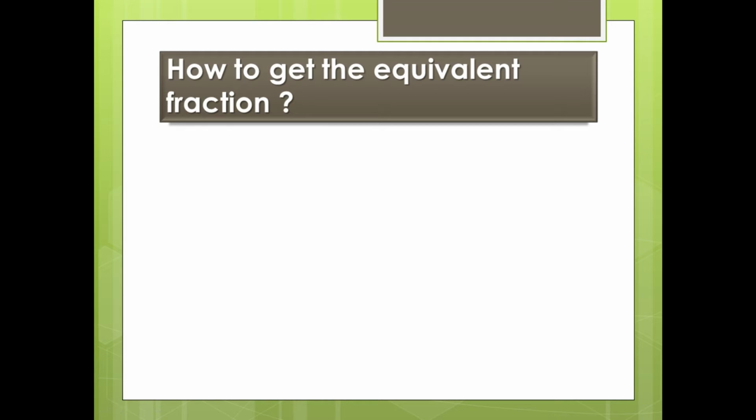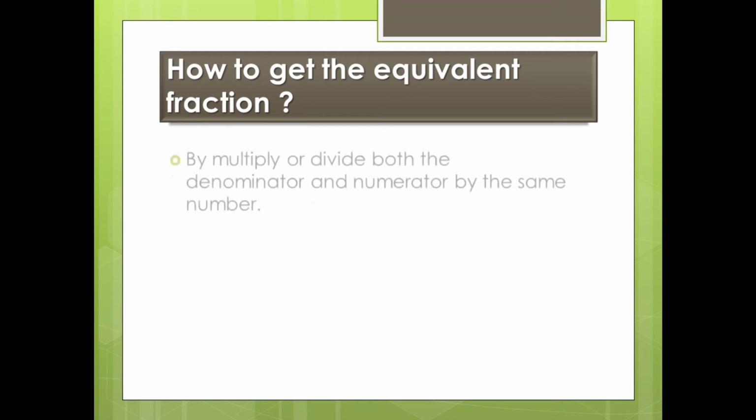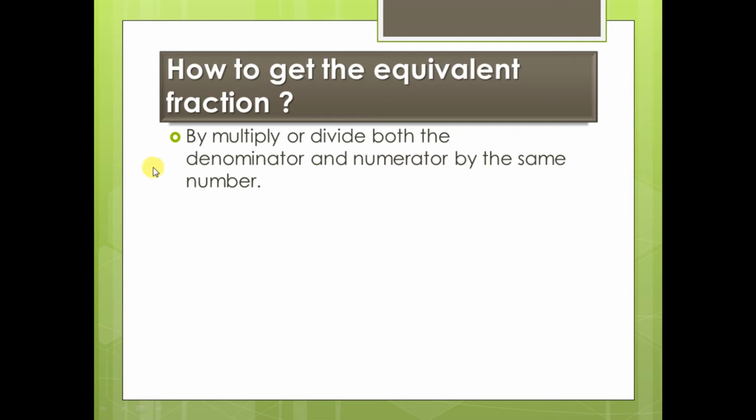How to get the equivalent fraction? As usual, it is a fraction. So if you want to get the equivalent fraction, you should multiply or divide both the denominator and numerator by the same number to get the equivalent fraction.